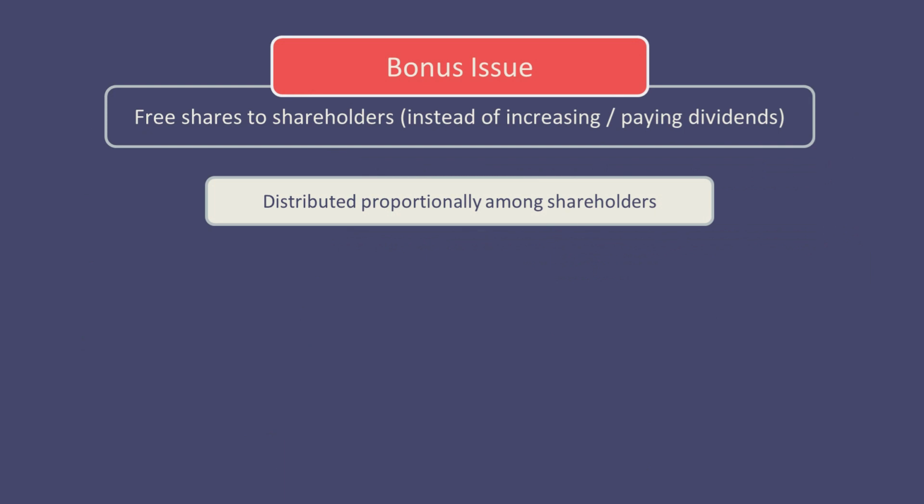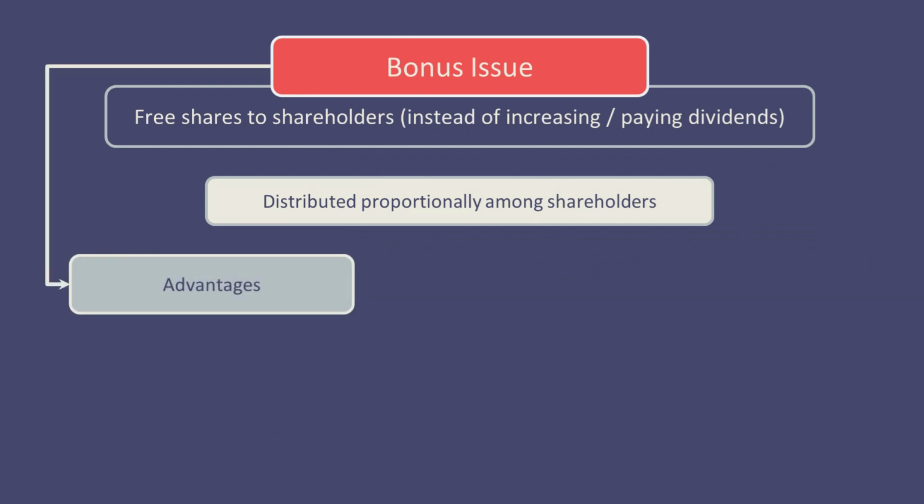A 3-for-2 bonus issue means 3 shares for every 2 they held before the bonus issue. So a shareholder with 1,000 shares receives 1,500 bonus shares. That is 1,000 shares divided by 2 is 500, and now they'll get 3, so multiply 500 by 3, and that's 1,500.